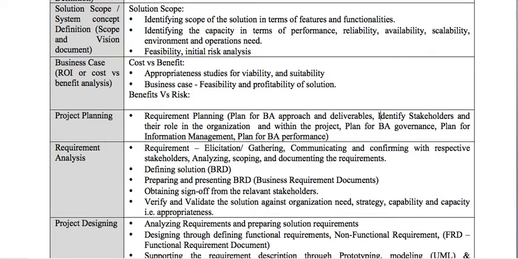Then we will also take care of the plan for the information management. The information or the data is basically generated during the project, so how it will be handled during and after the project is implemented. Okay, then the last part in the planning will be plan for BA performance.